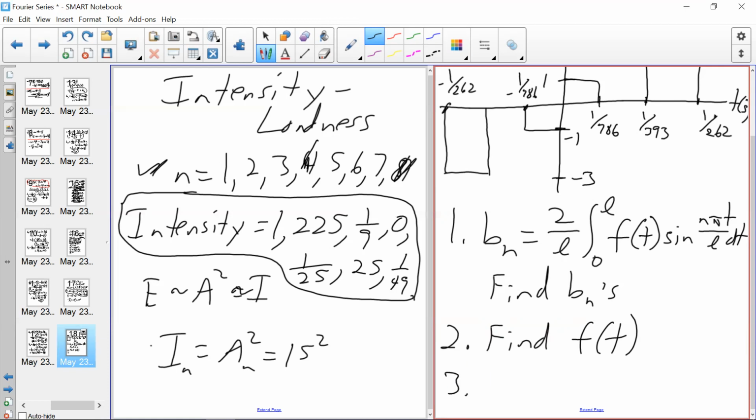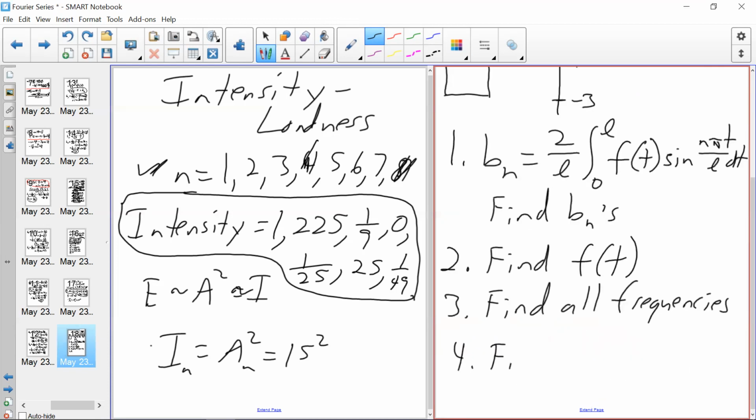Then next, you're going to find all the frequencies that make up this sound, and then find all the intensities. And remember, intensity is a function of amplitude squared. So once you get your p of t function, you're going to see all your amplitudes in there that you can get basically from your B sub n's, and that allows you to get the intensities. And that is that.